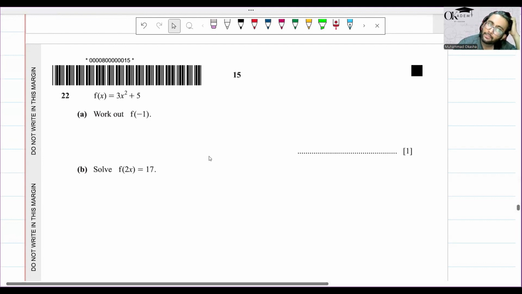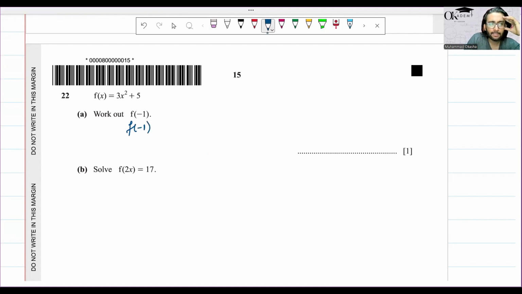Next, we have a function, f of x is equal to 3x squared plus 5. Work out f of minus 1. This is really simple. All you have to do is, instead of x, put in -1. So 3 times (-1) whole squared plus 5. This will be 3 times 1, since -1 squared is just 1. 3 plus 5 is 8, so it's just 8.